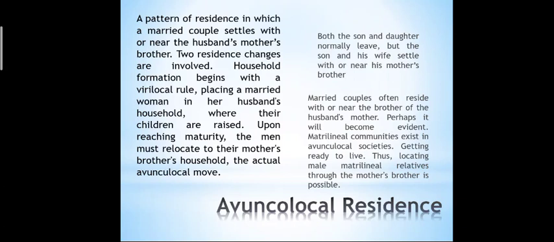Married couples often reside with or near the brother of the husband's mother. Matrilineal communities exist in avuncular societies, so locating male matrilineal relatives through the mother's brother is possible. First, women usually take up residence with their husbands after marriage and the couple's children reside with them until adulthood. Second, upon reaching maturity, sons are expected to move out of their parental home into their mother's brother's household. Third, daughters continue to follow the virilocal pattern by moving to their husbands' households after marriage.